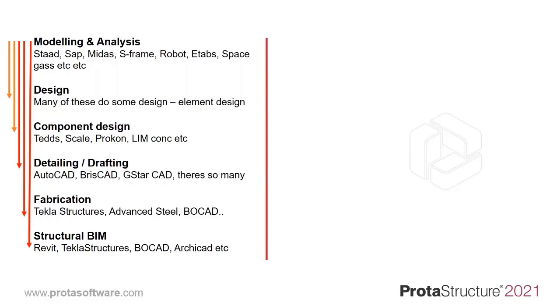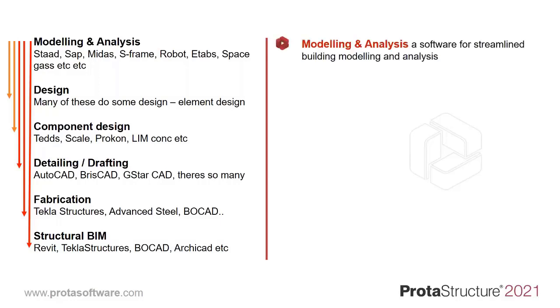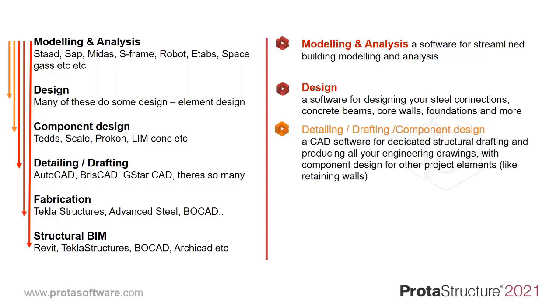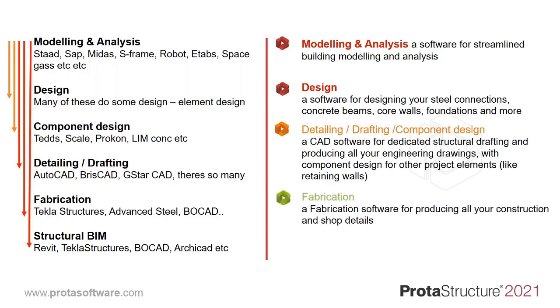But what I wanted to emphasize with this slide is that we go through several steps as structural engineers: the modeling, the design, the component design, the detailing, the fabrication, the structural BIM. For each of these steps, we have to get a software, because obviously we're not living in a world where we do these things by hand. So for the modeling, we have a software. For the design, we have a software. For the detailing, we have a software. For the fabrication, we have a software.